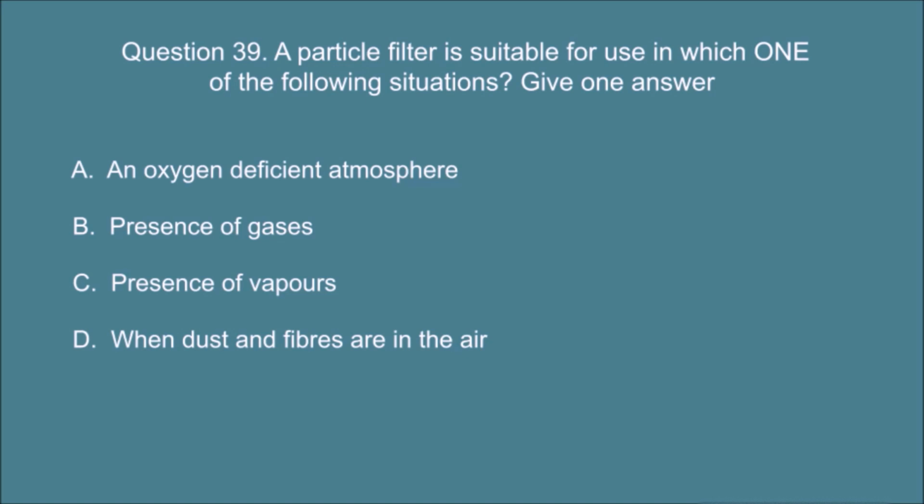Question 39. A particle filter is suitable for use in which one of the following situations? Give one answer. A. An oxygen-deficient atmosphere. B. Presence of gases. C. Presence of vapors. D. When dust and fibers are in the air.